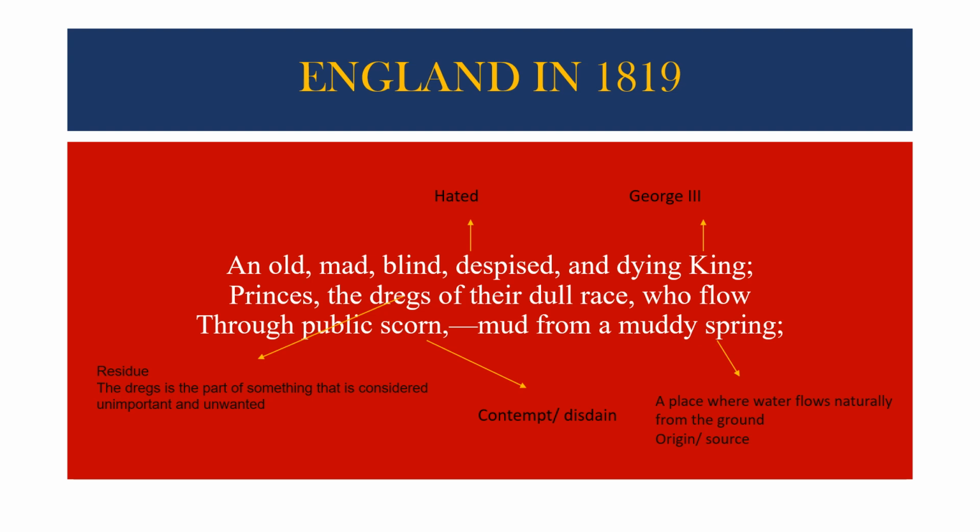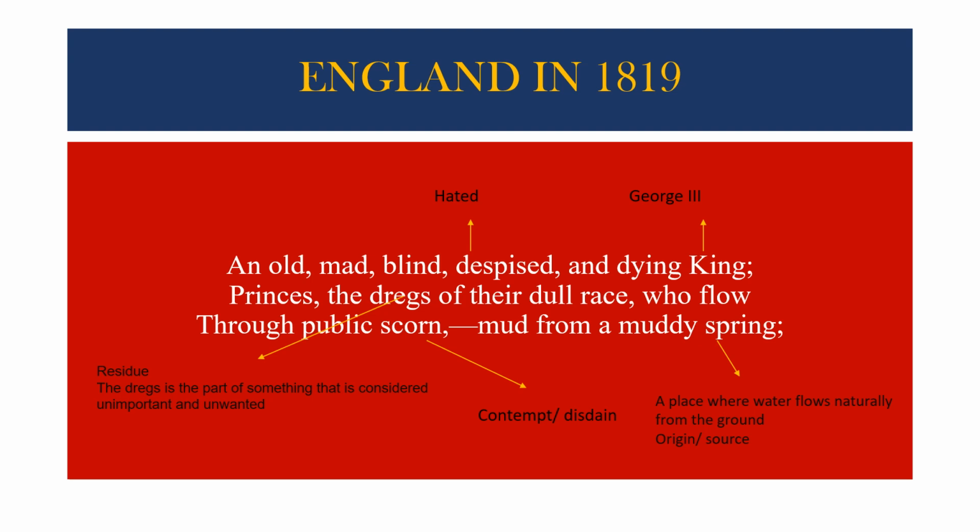Now this is the image of mud flowing from a muddy spring. Now what is a spring? A place from where water flows naturally from the ground. So it is the original source of that water. So it flows. But generally, when we talk of a spring, we think of very clear water. But here he says mud from a muddy spring.